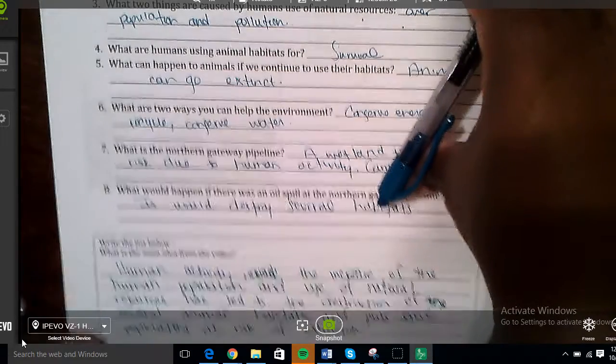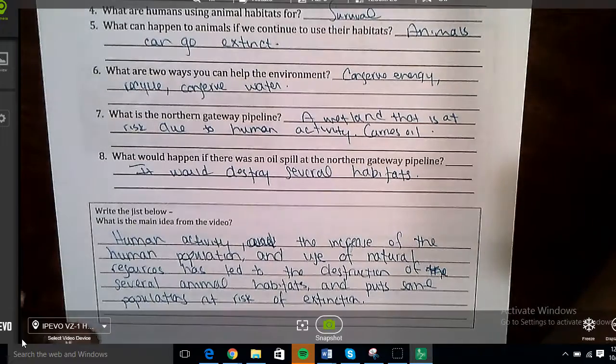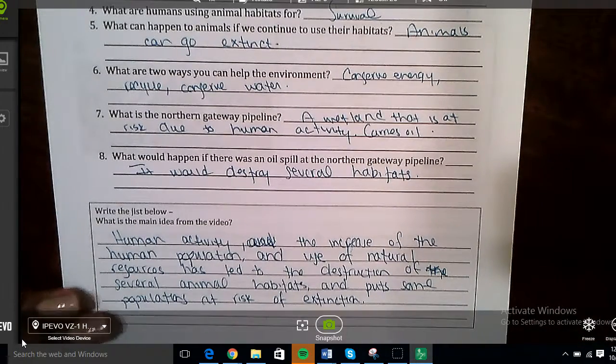What are 2 ways you can help the environment? We can conserve energy, recycle, and conserve water. So this means when you are brushing your teeth in the morning, Greg, you're not just letting the water run while you're checking your Instagram, your Snapchat. You use only what you need.